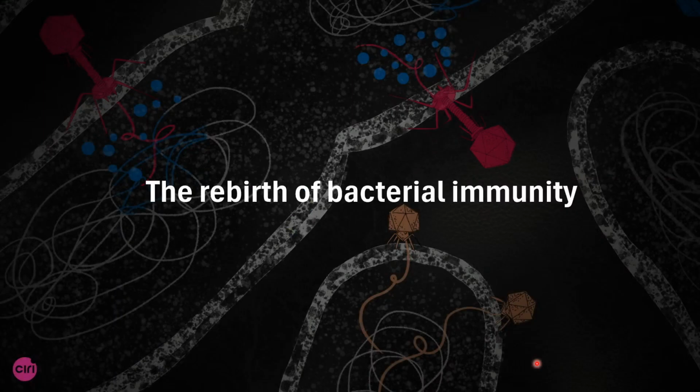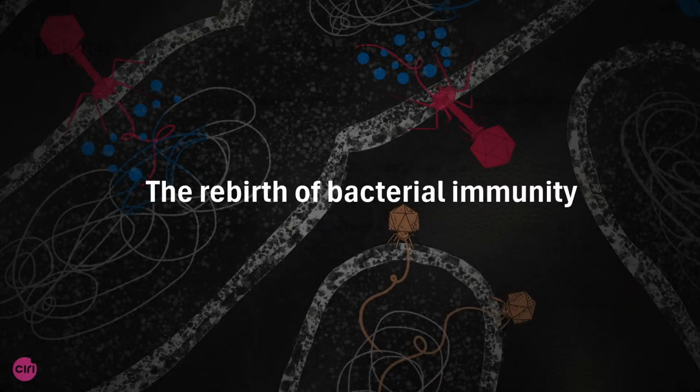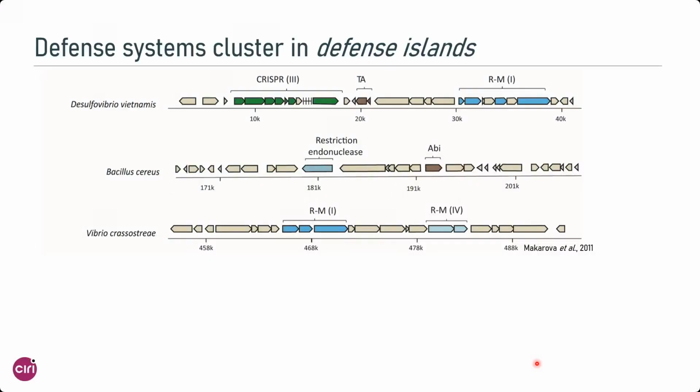And the way it restarted was when Kira Makarova, who's a bioinformatician at the NIH, made a very peculiar observation. So these are bacterial genomes. Each arrow is one gene, and these genes are typically organized in operons that gather similar functions in prokaryotes. She observed that genes encoding CRISPR-Cas systems or RM systems would be found next to one another in bacterial genomes.